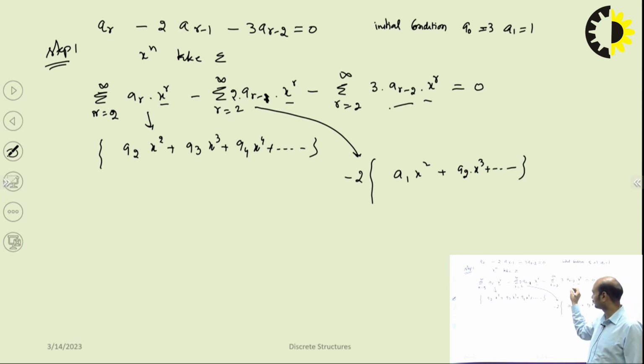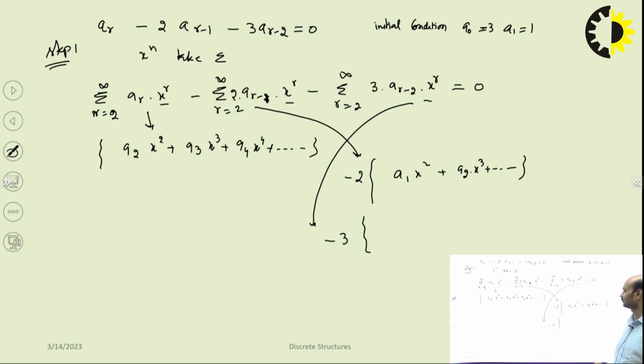And what about this? That is minus 3 is common, and if we substitute r is equal to 2 here, then what will we get? That is a naught x to the power, then substitute 2, that is square, plus a1 x to the power 3 plus up to infinite, that is equal to 0. So we solve these following terms.